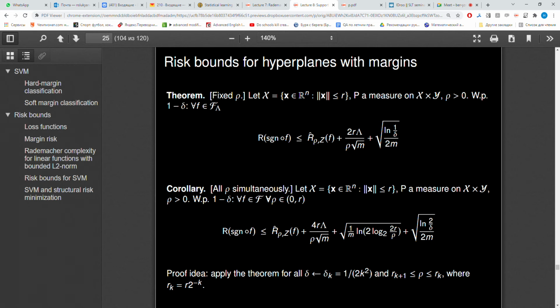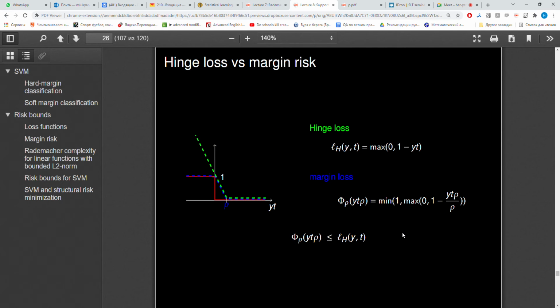Blah blah blah. We have some more inequalities, and we also introduce the idea of hinge loss and comparison of it with margin risk. Look, suppose we have these two functions, margin loss and hinge loss. What's the problem of hinge loss? It gives us infinitely high values of.